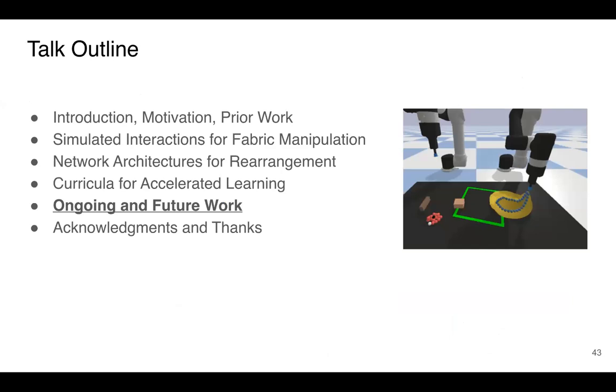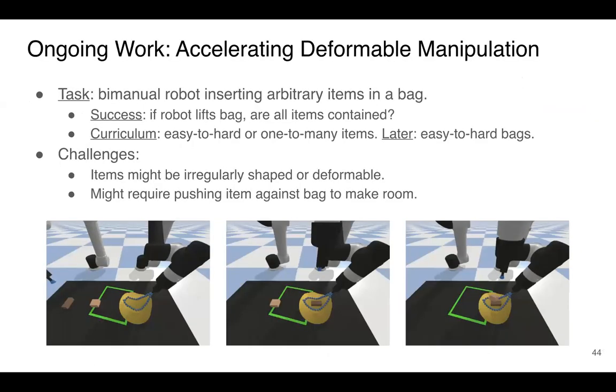Okay, so now that we've discussed some curriculum learning, let's see how we might be able to use it in the context of extending some of the deformable manipulation work that we've done and that we hope to do going forward. One project that I'm very excited about is trying to get a bimanual robot to handle and insert arbitrary items in a bag. The reason for a bimanual robot is that it's a lot easier and a lot more natural to use 2 manipulators instead of 1 for a task like bag manipulation. And again, the success here is basically if the robot lifts the bag or the items in it.